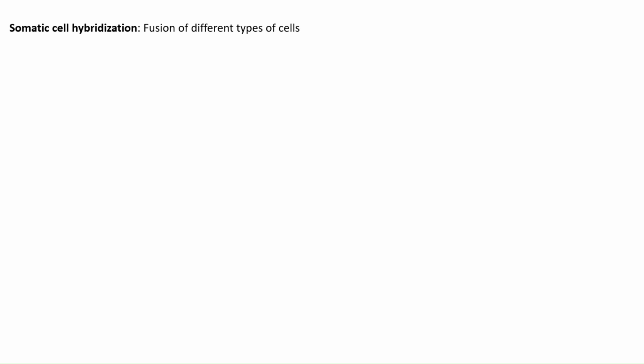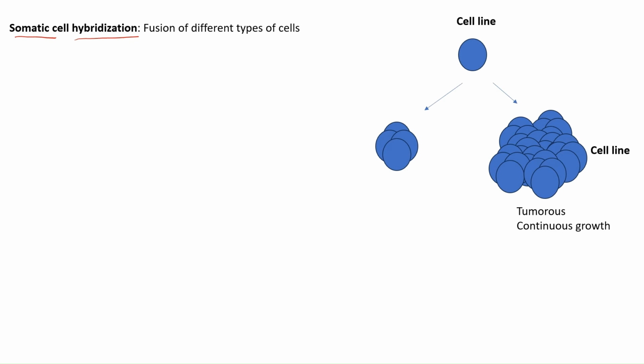Now, what do we mean by somatic cell hybridization? As the name suggests, hybridization means a fusion of two cells. Now what kind of cells? The somatic cells. So when fusion of somatic cells happens, we call it somatic cell hybridization. With respect to cell lines, we have two types. One is the normal cells, meaning cells having controlled growth, and another is the tumorous cell, having continuous growth. So these are the two types of cell line with respect to their growth.